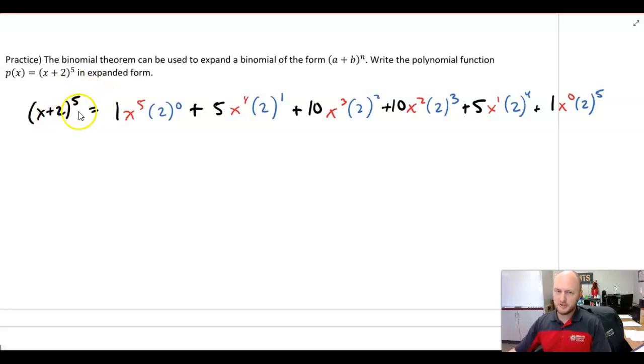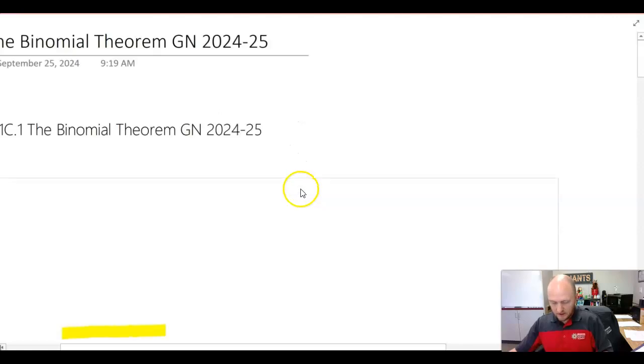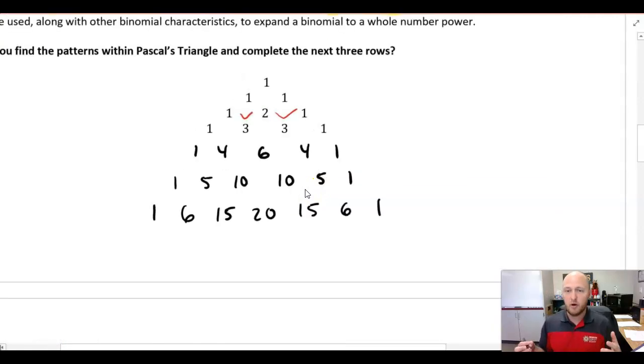A couple of questions I get from students is, where do you get the coefficients from? The 1, 5, 10, 10, 5, 1. Remember, these coefficients come from your Pascal's triangle. They're the numbers that we talked about up here, right? So if I have x plus whatever, or any binomial raised to the power of 5, I'm going to use this as my coefficients: 1, 5, 10, 10, 5, 1.